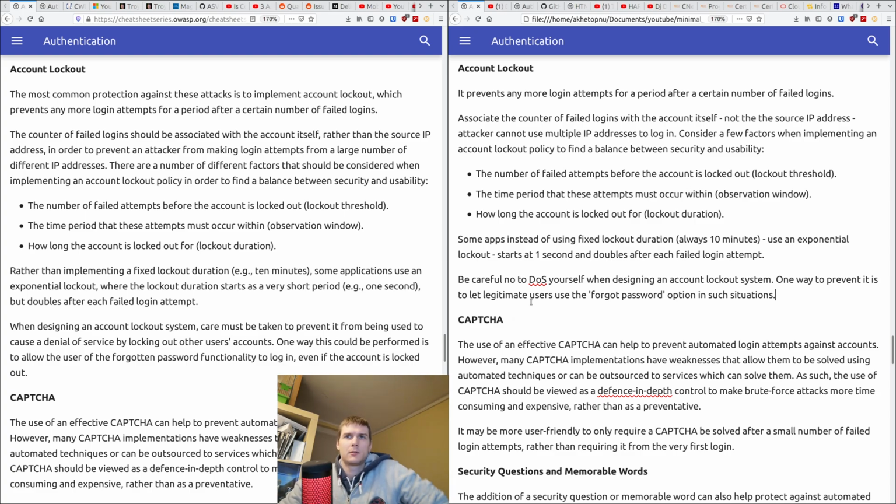So be careful not to DOS yourself when designing an account lockout system. One way to prevent it is to let legitimate users use the forgot password option in such situations.